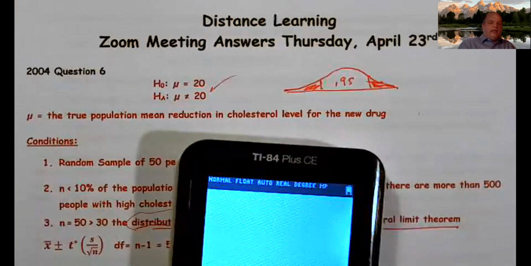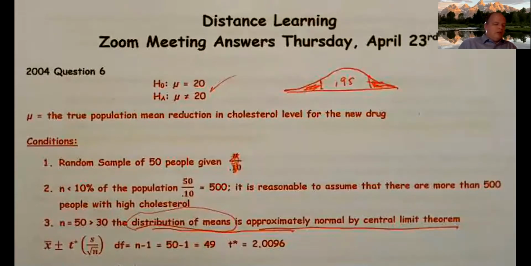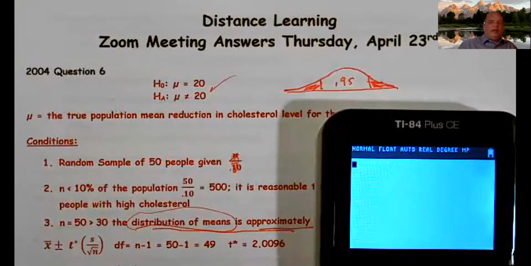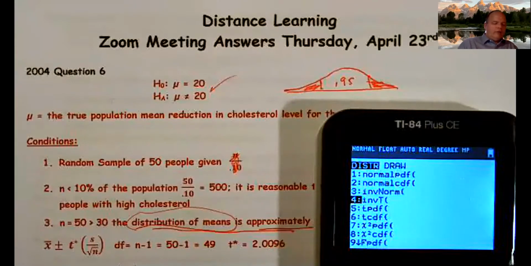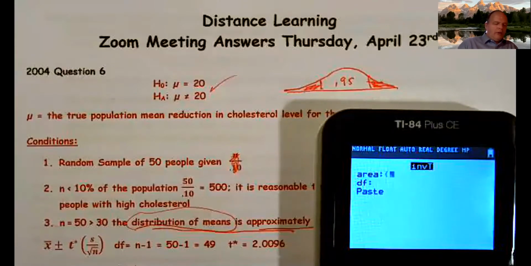So I need to calculate t star because everything else was given to me. So second vars, inverse t, parenthesis, 1 minus 0.95, close parenthesis, divided by 2. Degrees of freedom is 50 minus 1, or 49.